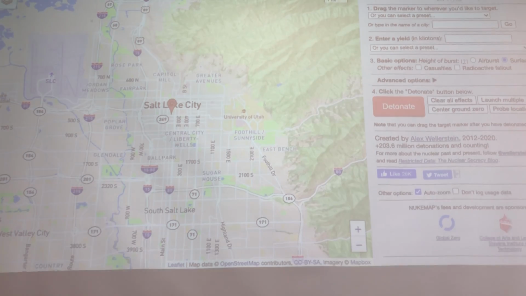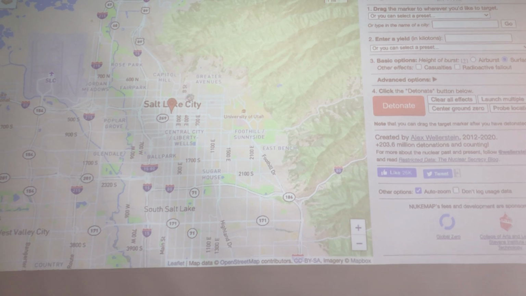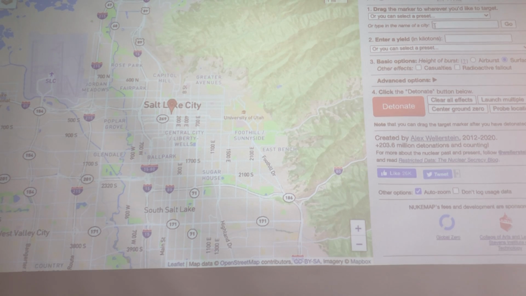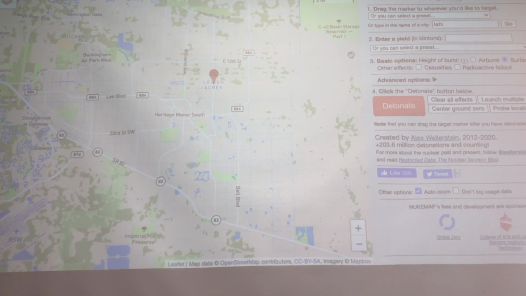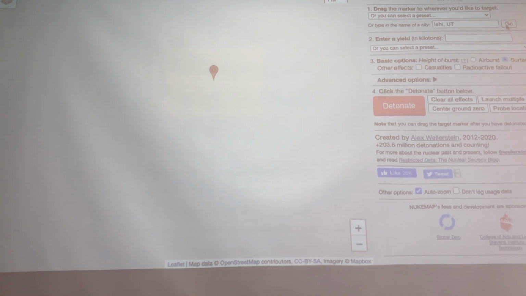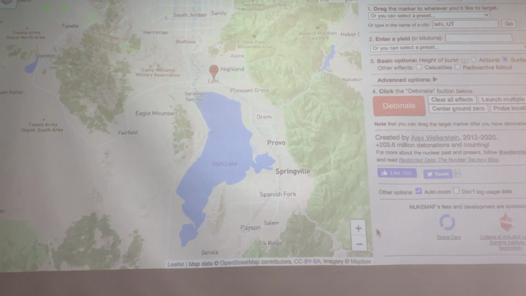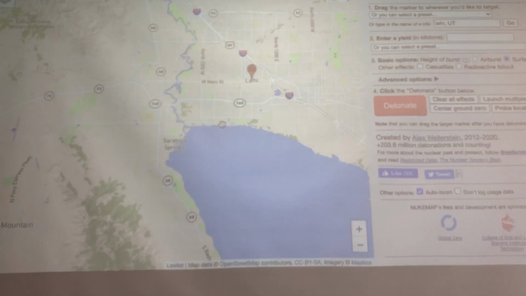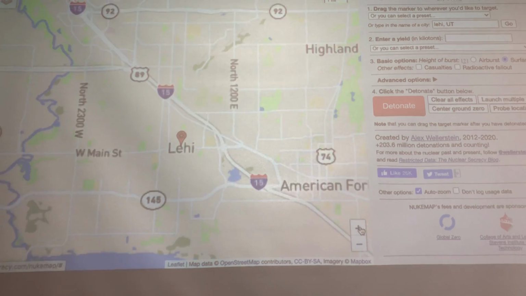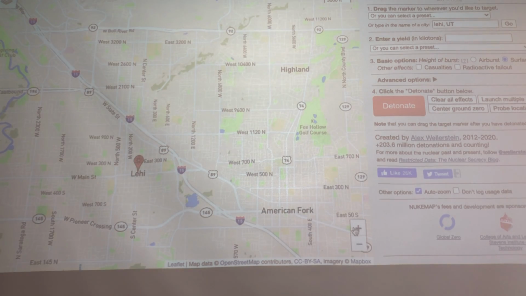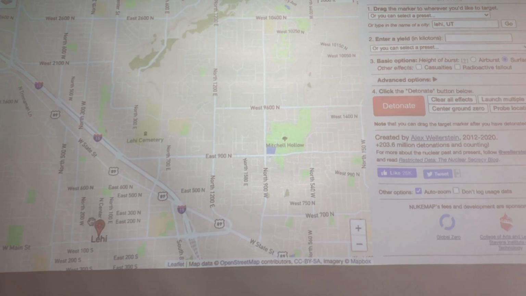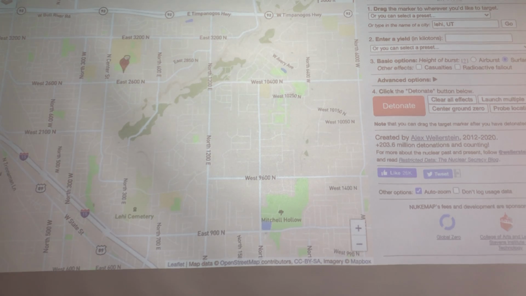Okay, so no, not Lehigh 8. Okay, here we are. Okay. Here we are. Right there.